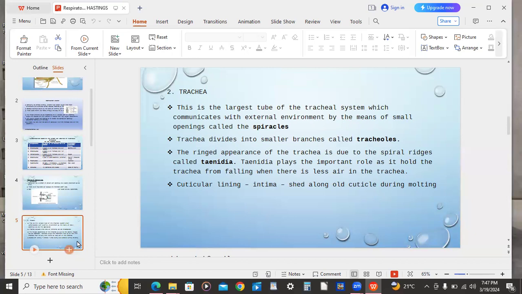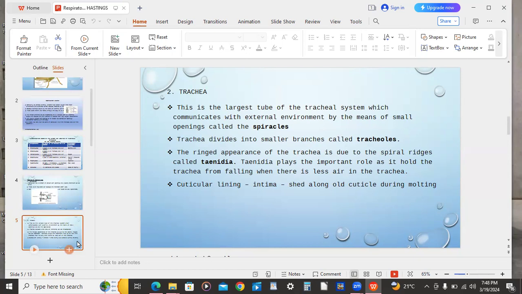So we have the main branch. In that main branch, we have small branches that branch out from the main branch into the tissue of the insect. So these branches are in contact with all the internal organs or all the internal parts of an insect.